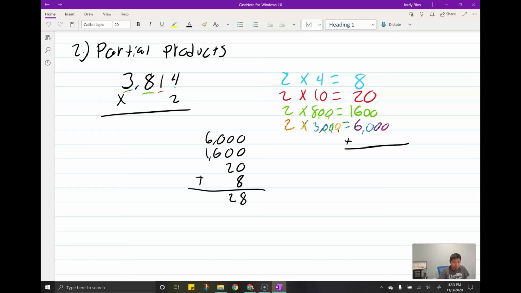2, good. 0 plus 6. 6, good. 6 plus 1. 7, good. So my product is 7,628. Good job. Alright? So that's partial products. Remember, all I'm doing is just multiplying each 2 by each value. Okay?